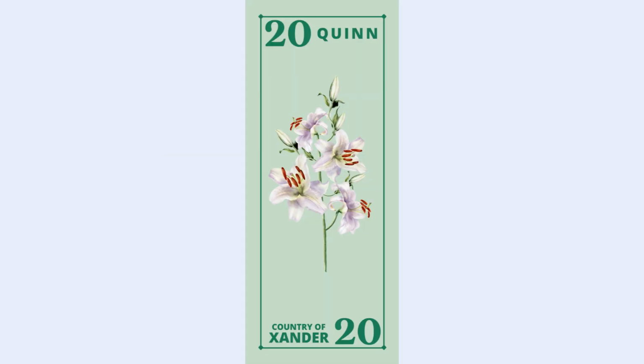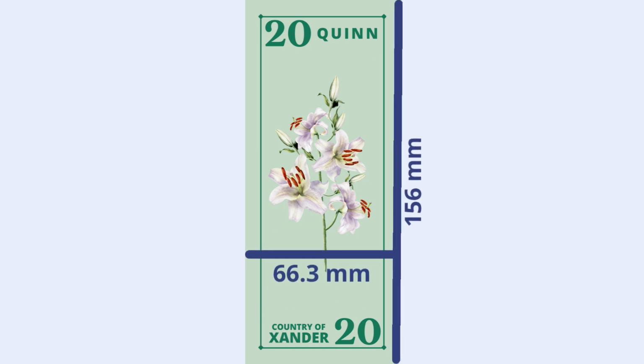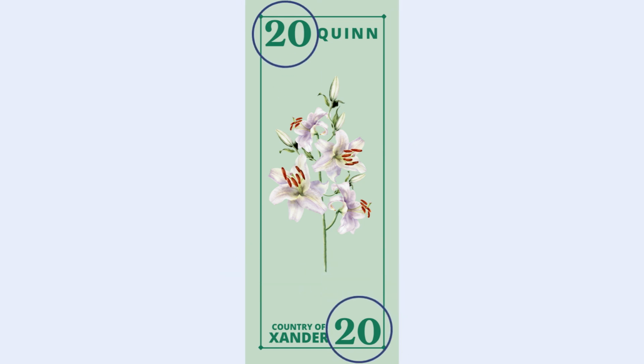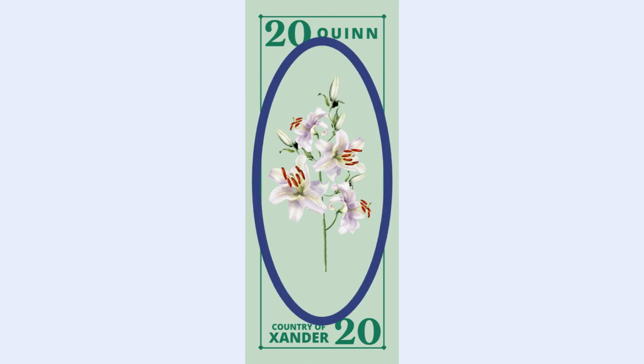Now let's take a look at the 20 quin bill. As you can see, it has a vertical design. It is exactly the same size as a US $20 bill. Here in the upper left-hand and lower right-hand corners of the bill, you'll find the same bold font as was on the number for the coin. This font is large, classic, and very easy to read. And here, right next to the numbers, you'll find the country and currency name in the same bold font used for the letters on the coin as well.